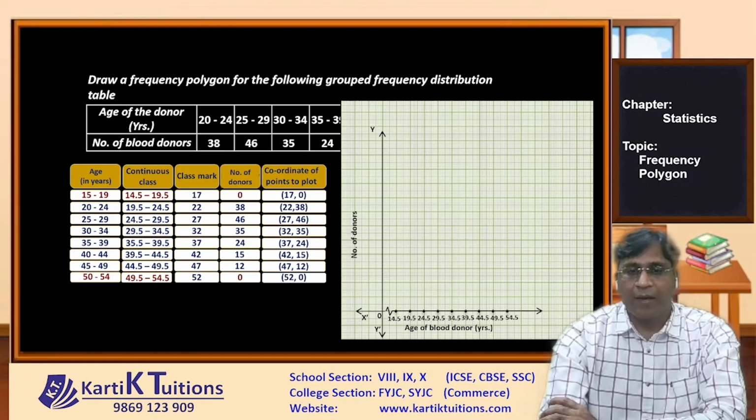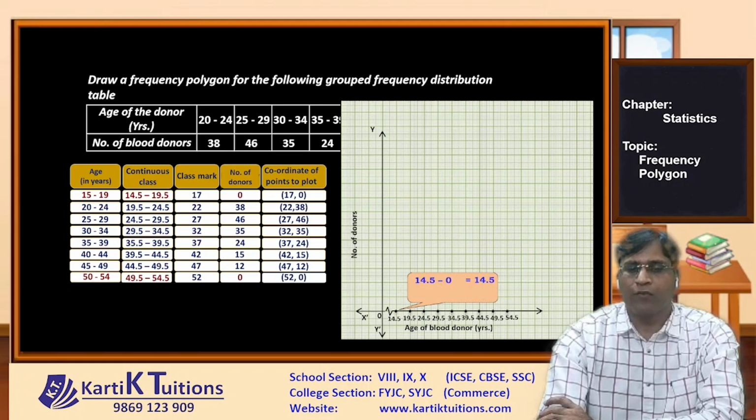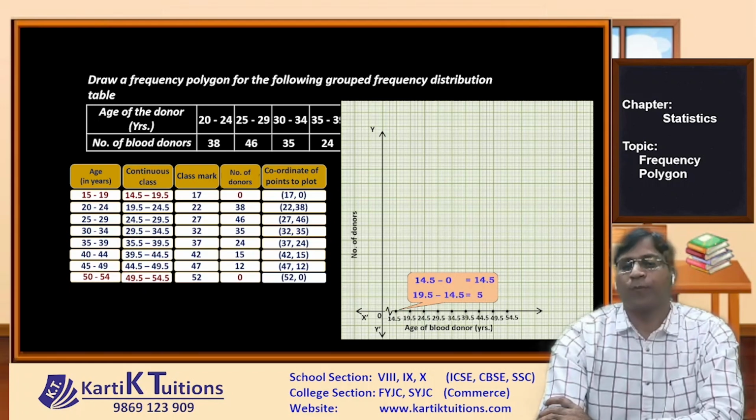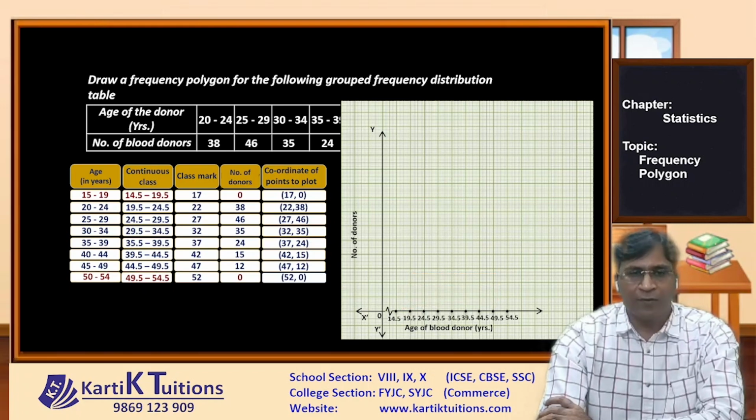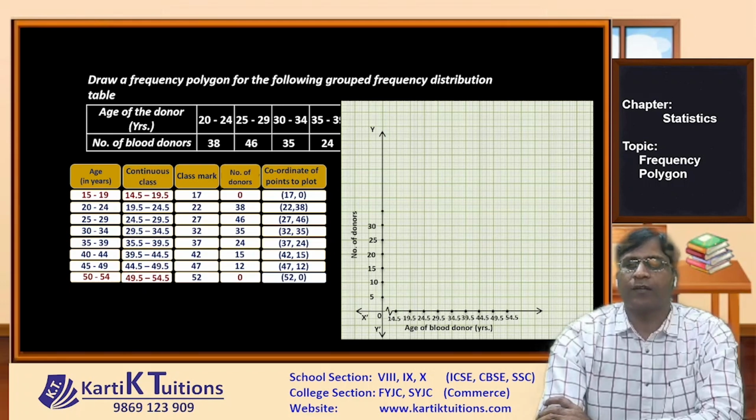Now the class mark will come. So how? Now see, 14.5 minus 0 will give us 14.5, whereas 19.5 minus 14.5 will give us 5. Now this is uneven, so class mark will come. Now looking at the y frequency, see the values are 38, 46, 35, 24, 15, 12, and so on. So to represent this data, I have taken the scale as 5, 10, 15, 25, 30, and so on. So basically, on x-axis I am using 1 centimeter equals 5 years, whereas on y-axis, I am using 1 centimeter for representing 5 donors. I hope I am clear till here.